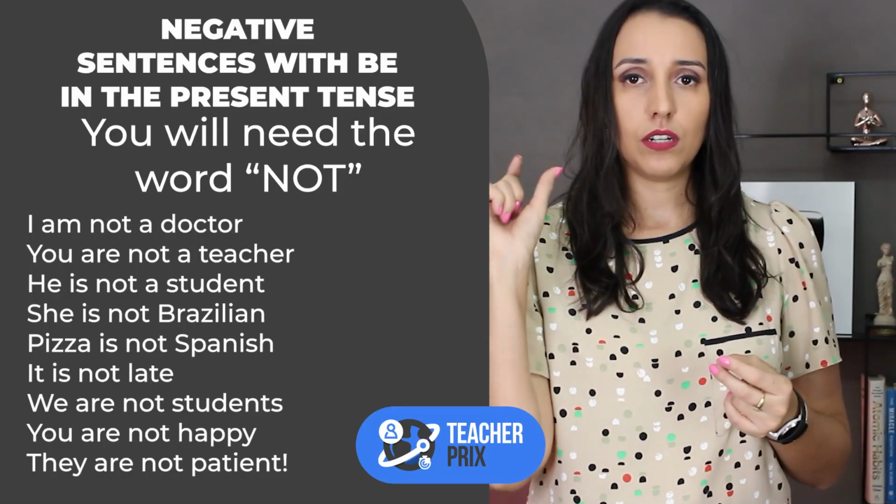Now, as I said, these are all examples in the present, affirmative examples. And I showed you how to contract. I am, I'm, you are, you're, he is, he's, she is, she's, it is, it's, we are, we're, you are, you're, they are, they're. If I want to make a negative phrase, negation, I will need the word not.